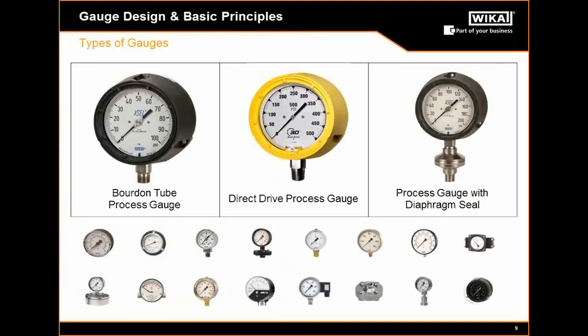We'll begin our discussion with the basic principles of design for mechanical pressure gauges. Today, I can't cover all of the different types of gauges that exist in plants, so I'd like to cover the three most popular gauges used in plants, and those are pictured across the top. The Bourdon tube process gauge, which is the original technology, a recent technology that's been developed called the direct drive process gauge, and then finally the process gauge in combination with a diaphragm seal, which opens you up to more options as far as process compatibility and addressing problematic operating conditions.